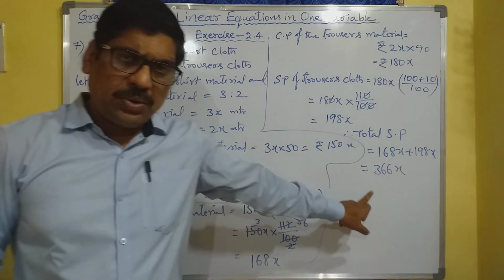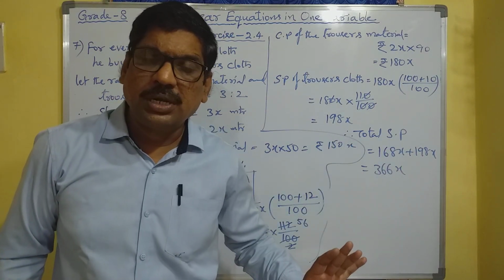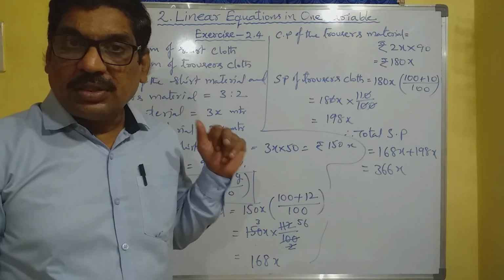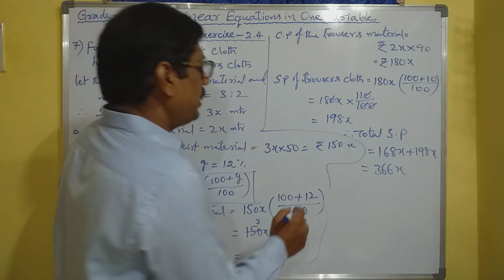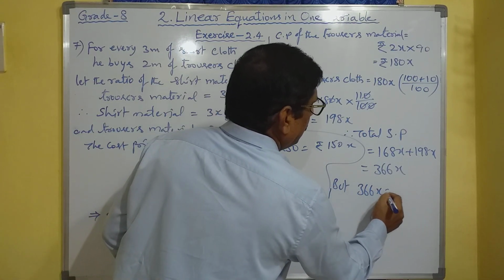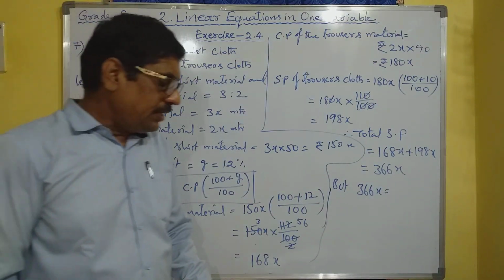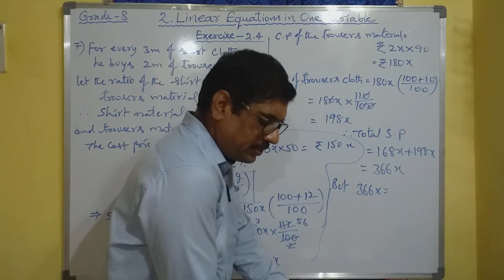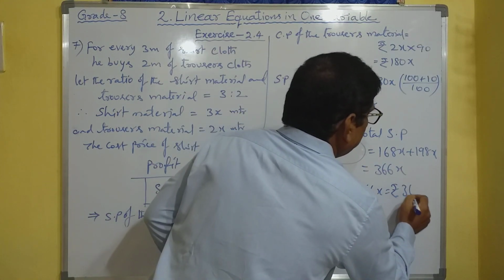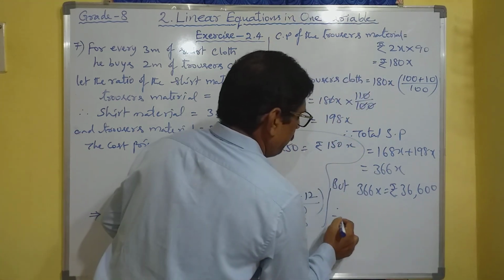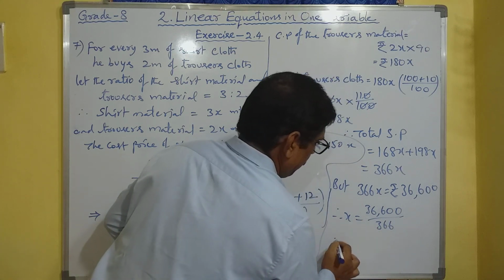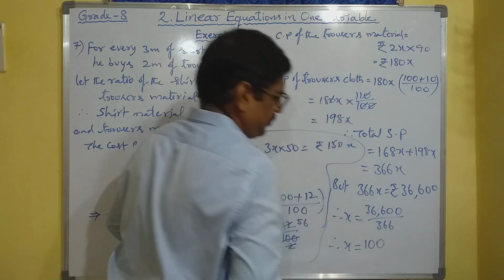Okay, this is the total selling price of the shirt material as well as the trouser material. But he has given that money already. 366x is equal to, he has given 36,600 rupees. Is it correct? Yes, it is 36,600 rupees. Therefore, x is equal to 36,600 rupees by 366. Therefore, x is equal to 100.